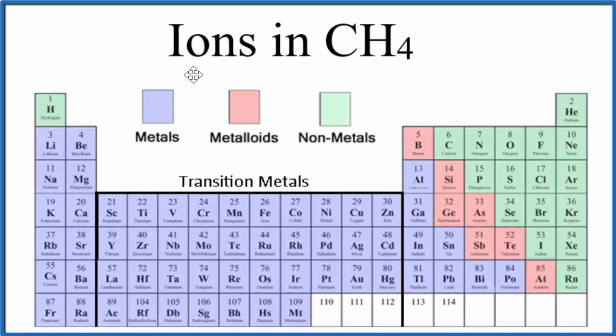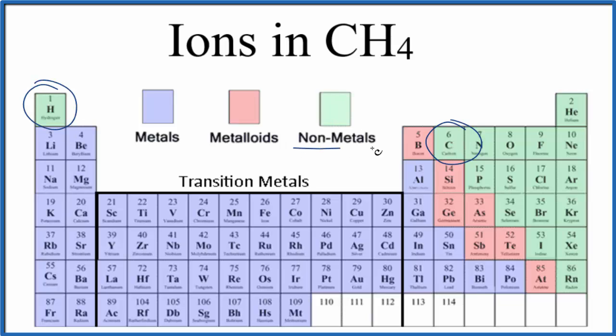Someone asked me about the ions that are present in CH4. CH4 is methane, so let's just talk about that for a moment here. When we look at CH4, we have carbon and we have hydrogen. We have 4 hydrogen atoms. So if we look up carbon on the periodic table, that's right here, and then hydrogen right here.